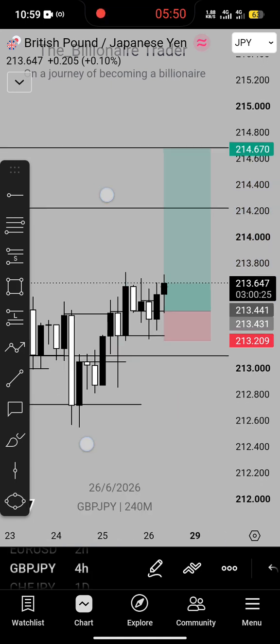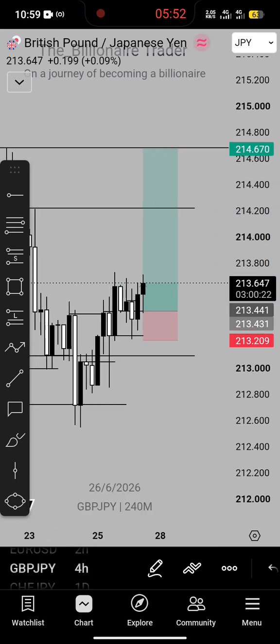So let's see if this is going to meet the target or not. But I'm cocksure that it's going to meet at least the first target, if not the last target. However, market cannot be predicted. We can only react to what is happening. We cannot predict what is going to happen.